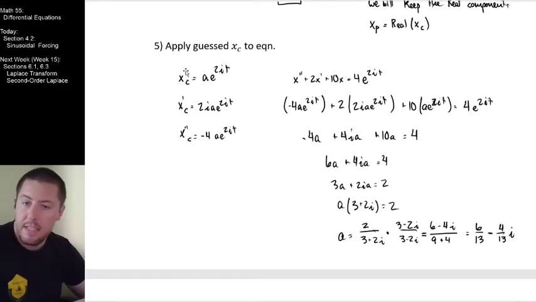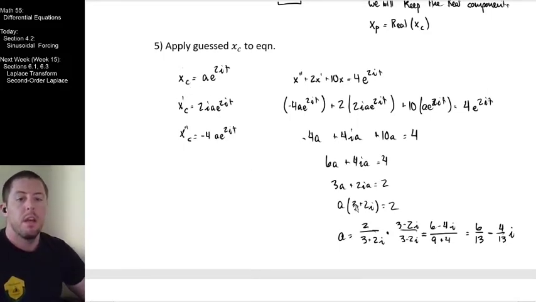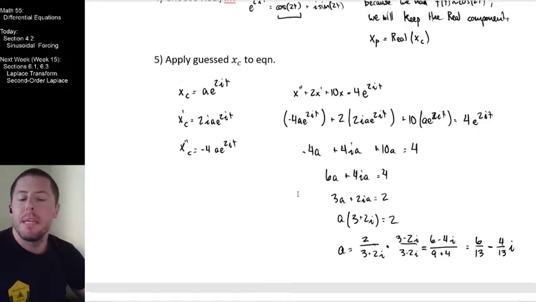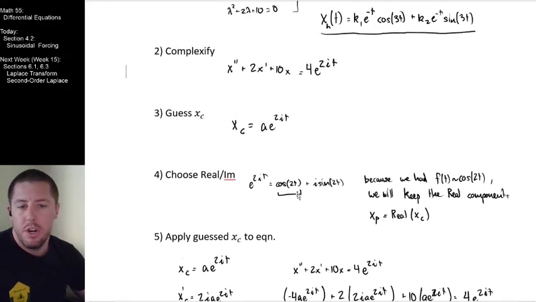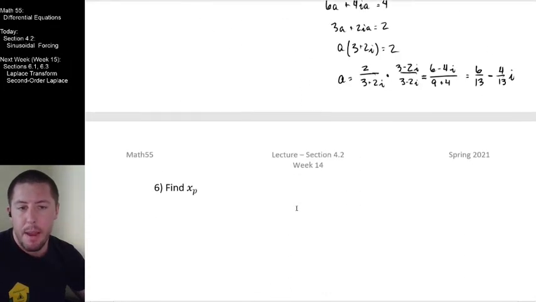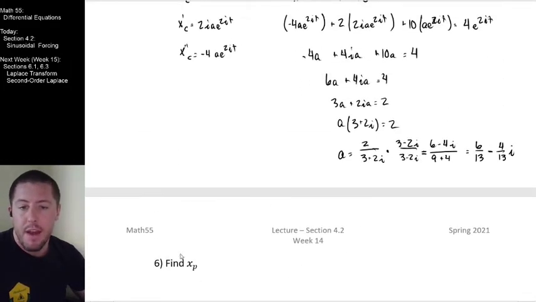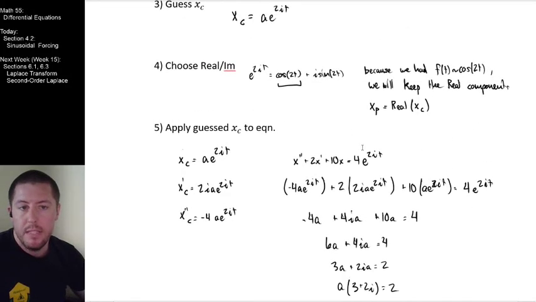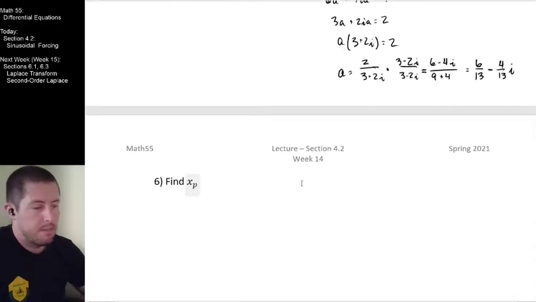We guessed that this x guess would be good for our exponential forcing term. We found the coefficient A that makes it a good guess. But because we introduced some new terms by complexifying, we now want to get rid of the terms that we didn't actually care about. So now what I want to do is find x sub p, right? And what we said was that this is just going to be the real components of x sub c. So let's multiply out what x sub c is and find just its real parts.